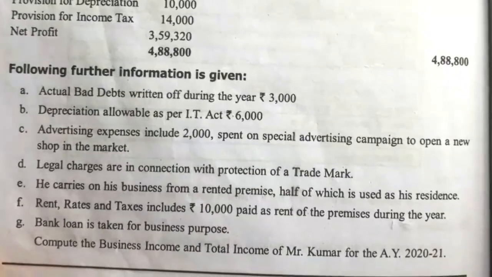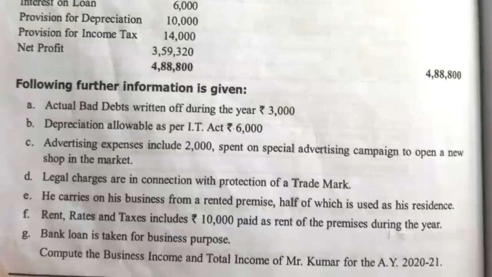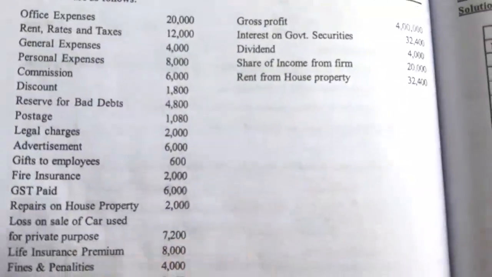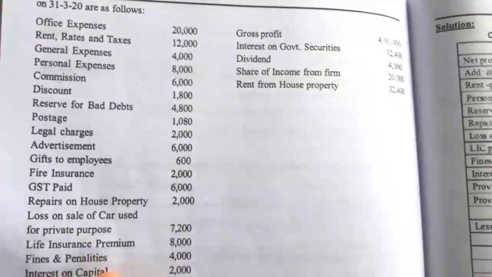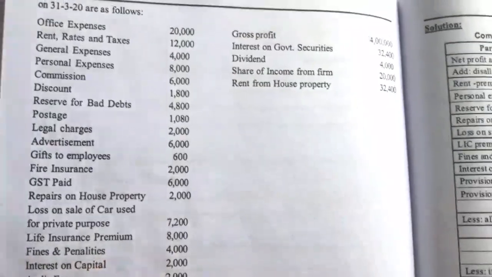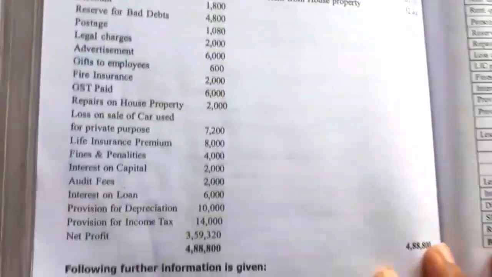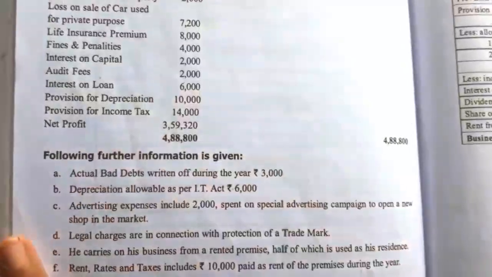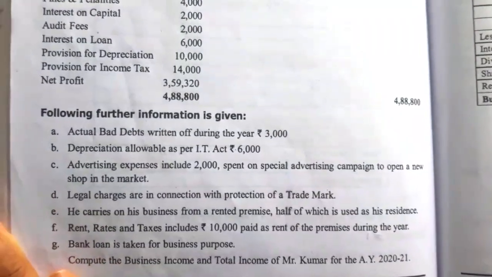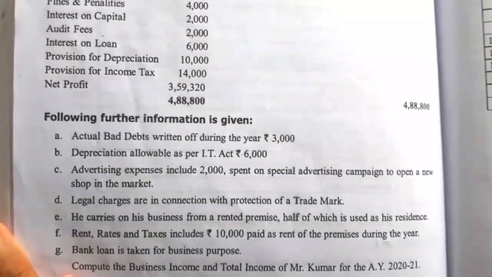Bank loan is taken for a business purpose. Compute the business income and total income of Mr. Kumar for the assessment year 2020-21. So here Mr. Kumar is engaged in the business and he is incurring some expenses, which are recorded on the debit side of profit and loss account, and he has received some income, which is recorded on the credit side, and the additional information is also given. With this information we have to compute the business income as well as the total income of Mr. Kumar for that assessment year 2020-21.